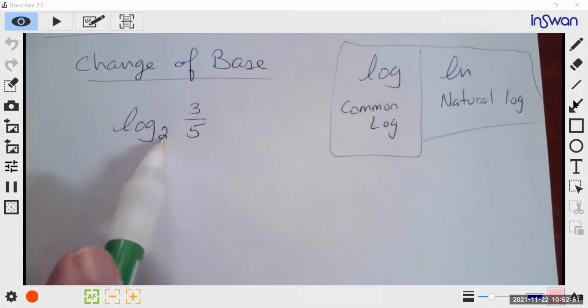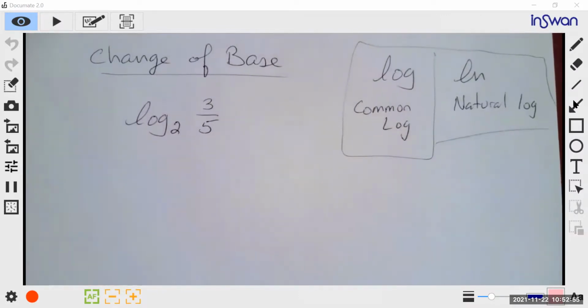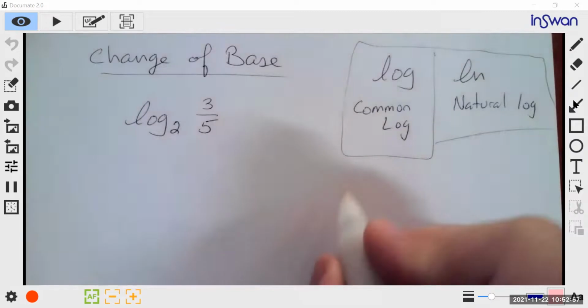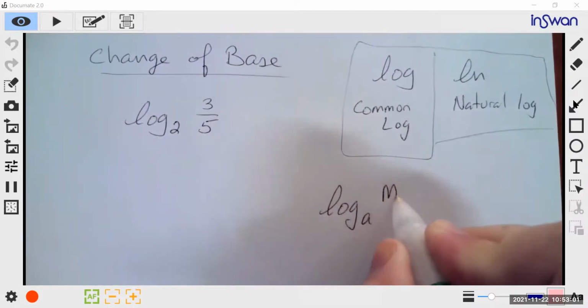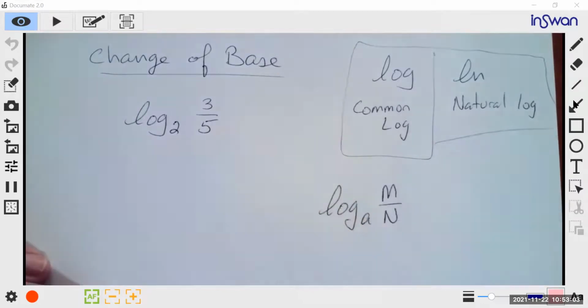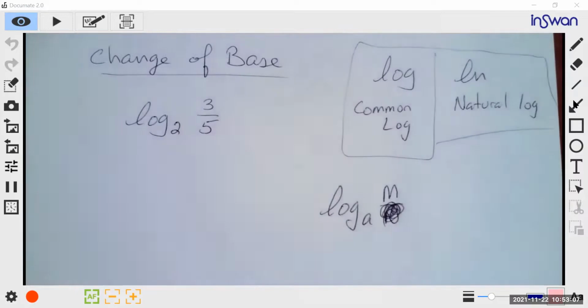So since you have a base 2 here, we can't do anything with it. So the change of base formula does this. Here's the change of base formula. Log base A of m. Let's just say m. Log base A of m, no fraction.